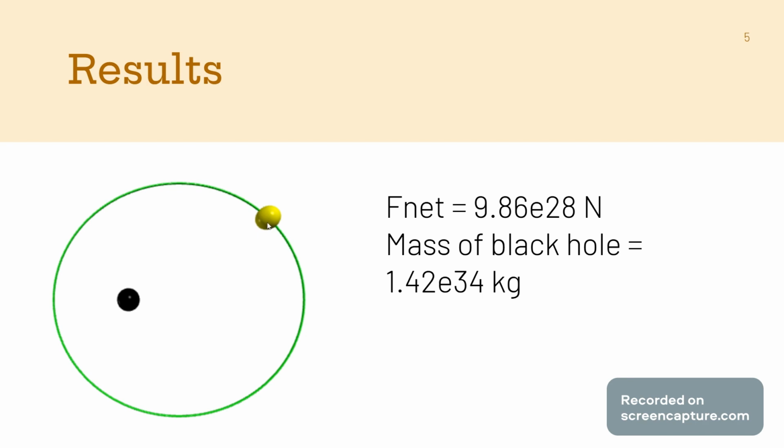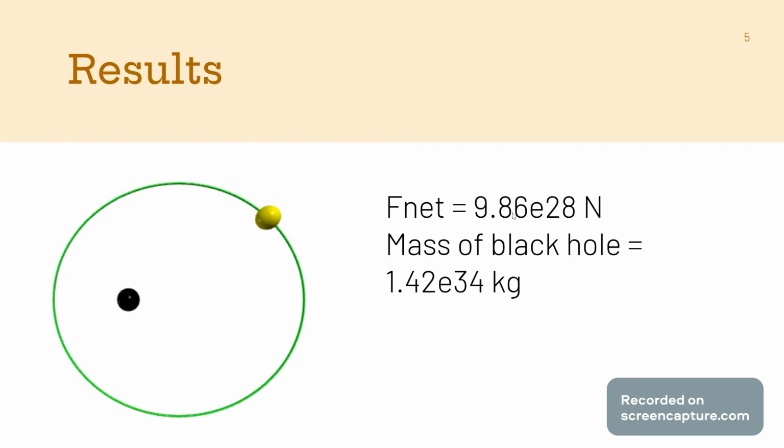Here are the results. The star started here. The black dot is the black hole, and the star went in a circular pattern. As it got closer, you can see that it kind of went elliptical because the potential energy is higher the closer it gets to the object. So therefore, the kinetic energy is also higher.